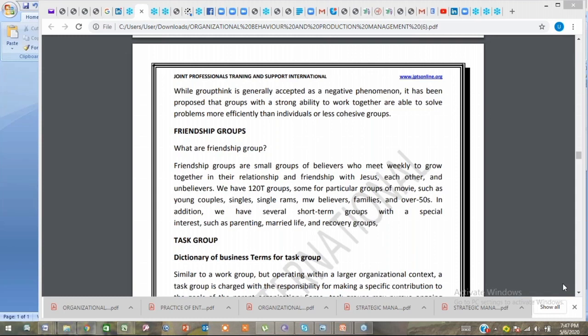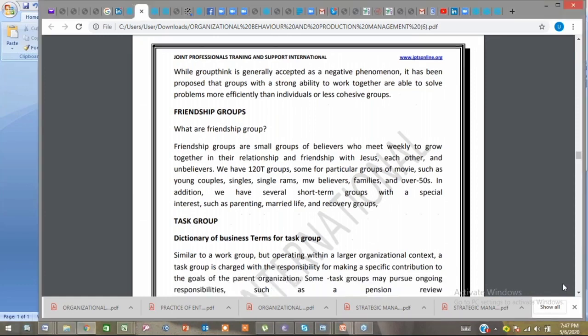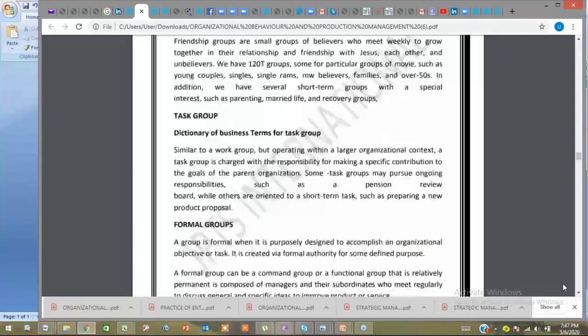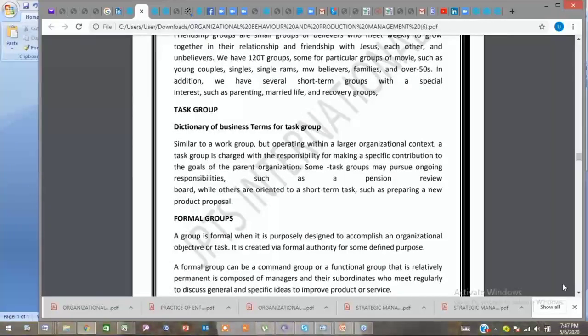Yes, sir. So let's look at friendship group. Friendship groups are small groups of believers who meet weekly or together in their groups and are friendly with Jesus. Let's look at task group. Recently in JPTS we set up extracurricular activities, and we asked you guys to join. What are we trying to achieve?